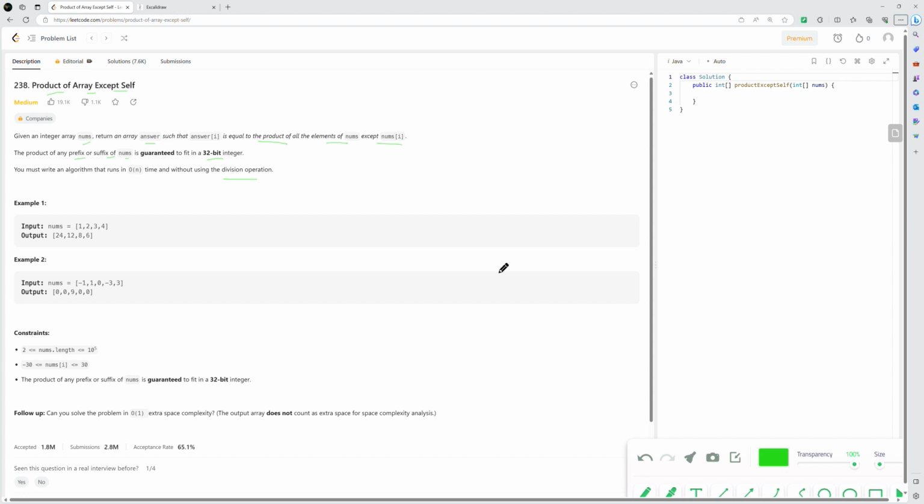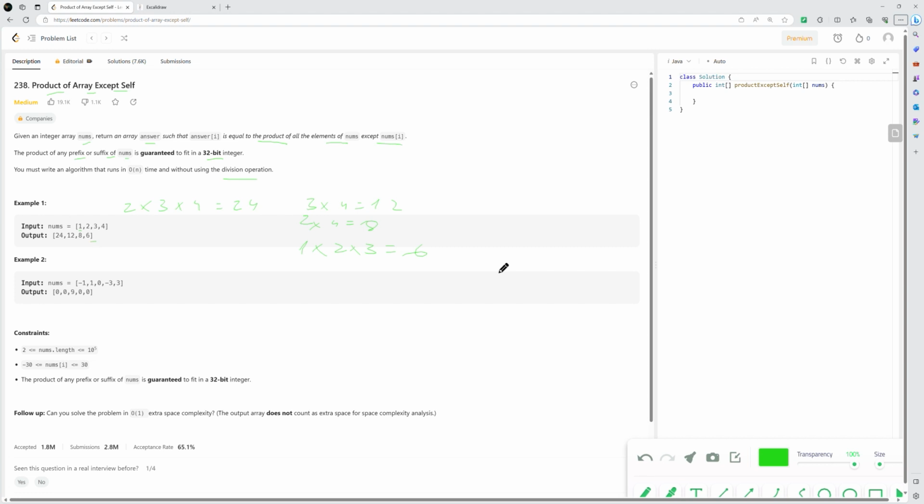In the first example, we have 1, 2, 3, 4. For the first number, we have the product 24, because 2 times 3 times 4 is equal to 24. For the second number, we have 1 times 3 times 4, which is equal to 12. For the third number, we have 1 times 2 times 4, which is equal to 8. And for the fourth number, we have 1 times 2 times 3, which is equal to 6, our last number in the result.